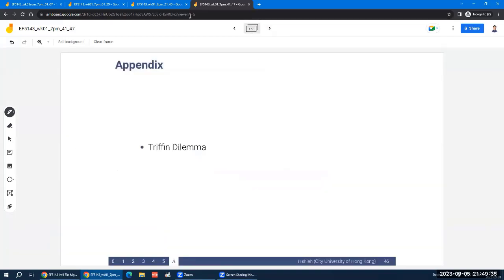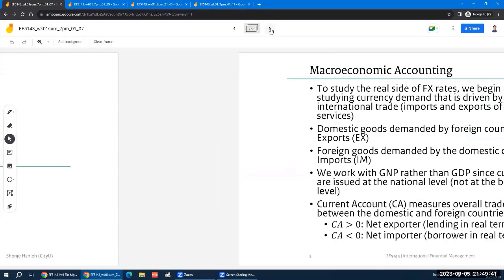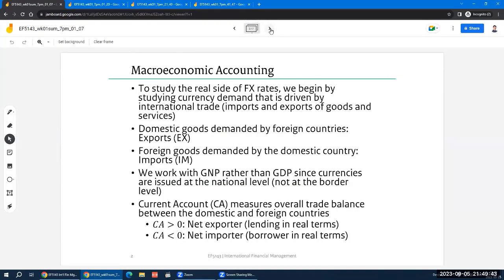OK, so let me briefly summarize what we went over today, and we call it a day. All right, so summary of week 1. What we did today is we talked about macroeconomic accounting. The reason I talk about macroeconomic accounting is because FX rates have both a financial side and a real side. So I talked about the real side first, because exchange rates are used to convert not only financial assets but also goods and services across multiple countries.